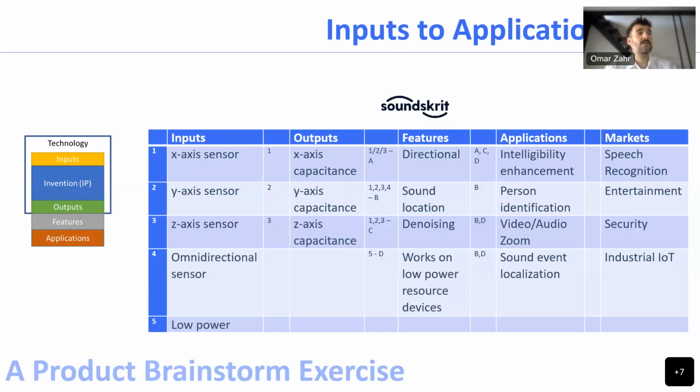Now, remember, we haven't thought at all about the path to making these things reliable or making these things manufacturable. We are just thinking in the limit, if my invention could be extrapolated to a solution, what could it potentially do?